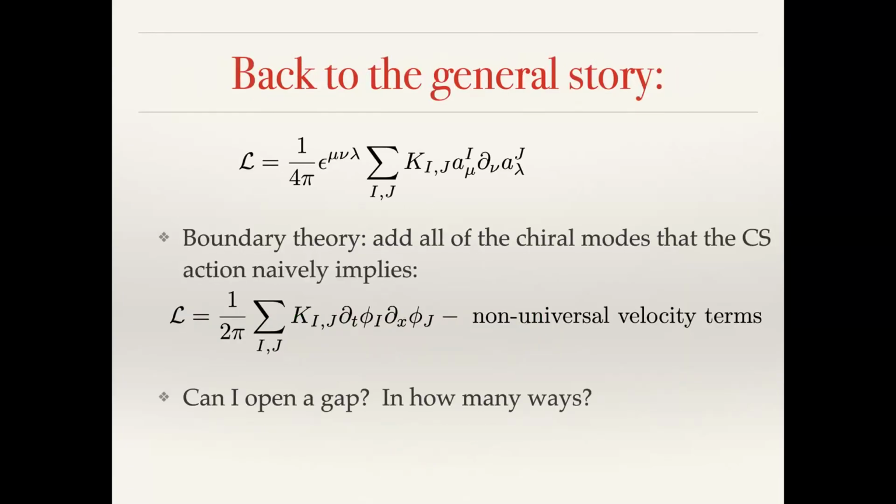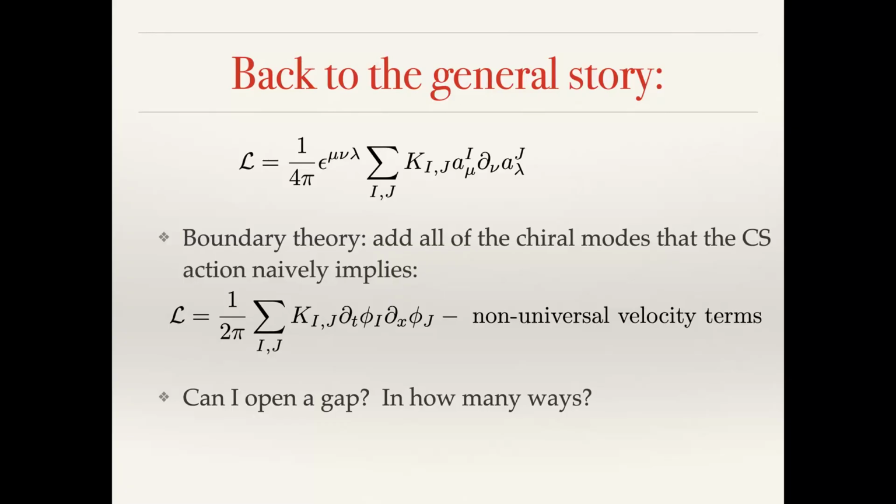Okay, so with that in mind, let me go back to this more general Chern-Simons action, okay? And here I have my K matrix, and I can ask what kind of boundary theory does this give me, okay? And this boundary theory has a piece which is just dictated by the topological part, okay? And that is basically the dt dx part, right? Which tells us about the chiral bosons and how they talk to each other. And then it has a non-universal part that can be velocity terms for these particles. Okay.